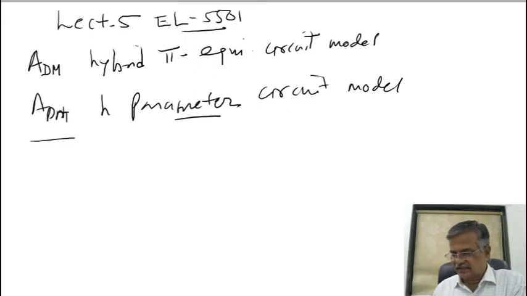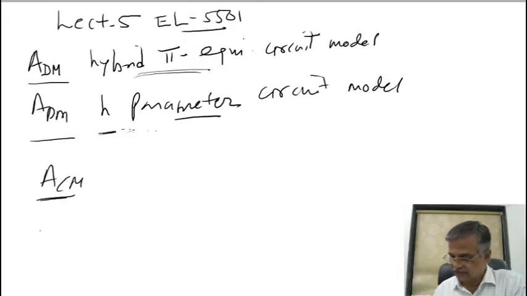Both the equations are similar. Here you are using a pi model, here you already know hybrid parameters, so we are deriving for this also. Then we will derive the equation of ACM. Then we will derive the equation of CMRR.